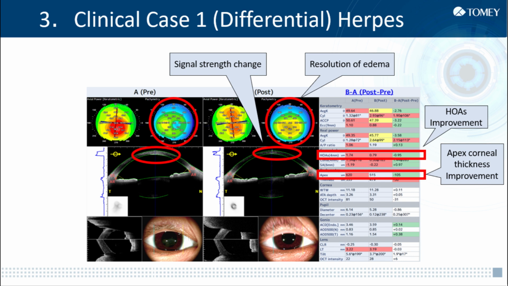This is the total analysis screen before and after treatment for a patient with stromal corneal herpes in the right eye. When we look at the displayed images, we can see that the pattern of the axial power map has changed after treatment. The corneal thickness map shows that central edema has disappeared, and we can see that from the signal intensity of the OCT image. Looking at the parameters, it can be seen quantitatively that HOAs have improved as central corneal thickness has improved.